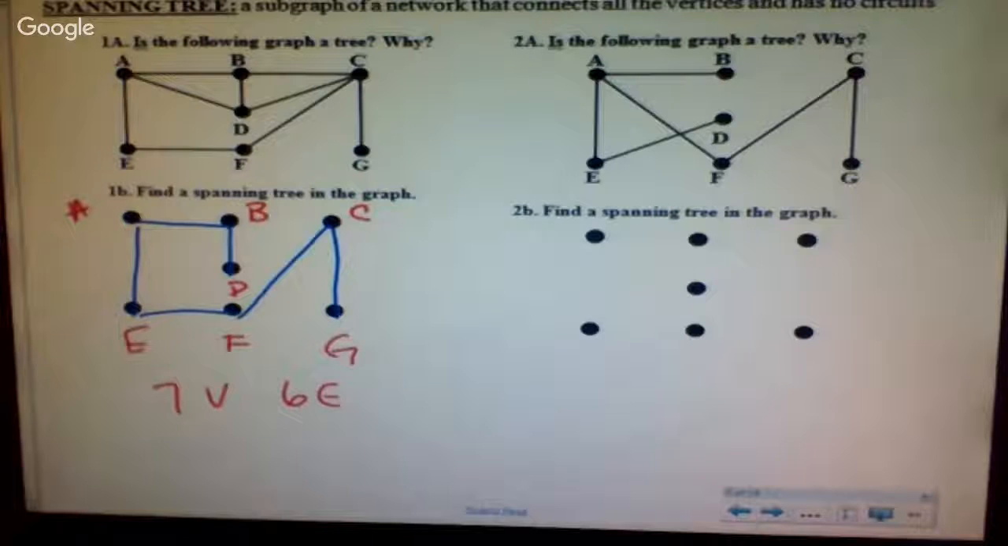Okay, take a look at 2A. Is this graph a tree? Yes. So guess what? We don't need to do this. It already is one.